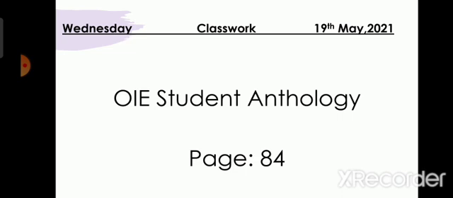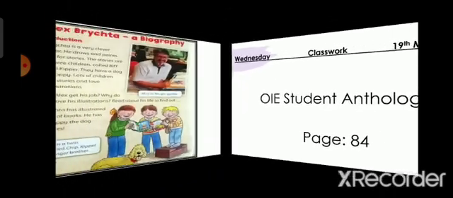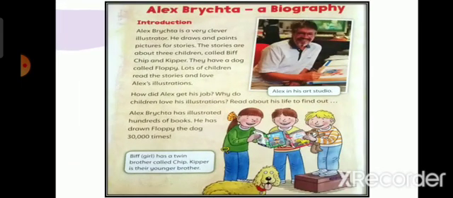Okay, what will you do? Under the green dotted strip you will draw a line, then write day, date, and classwork. Okay, read the title with me. Alex Brichter, a biography.